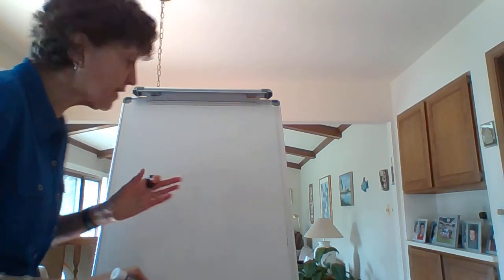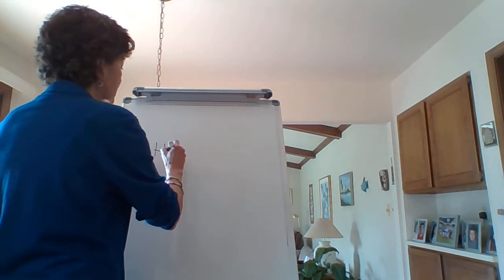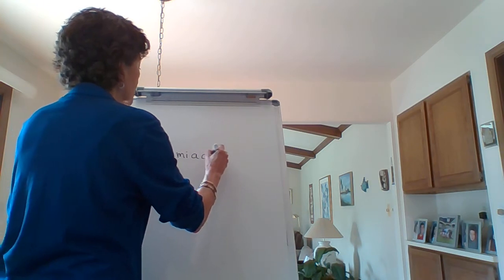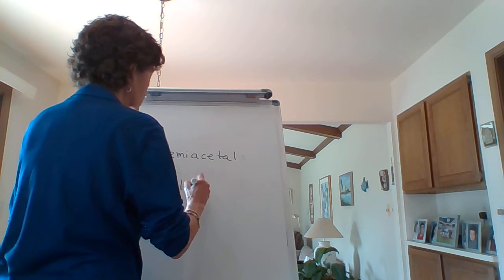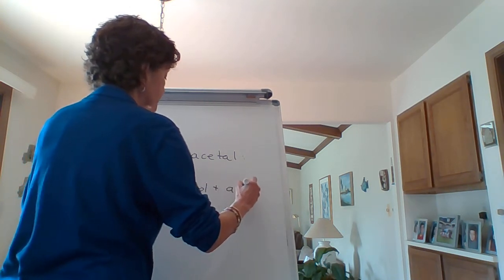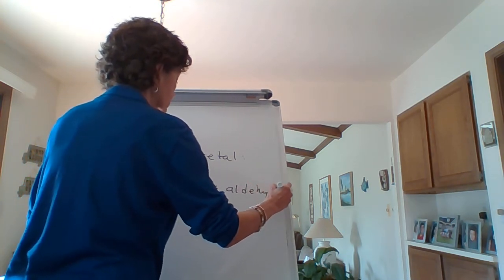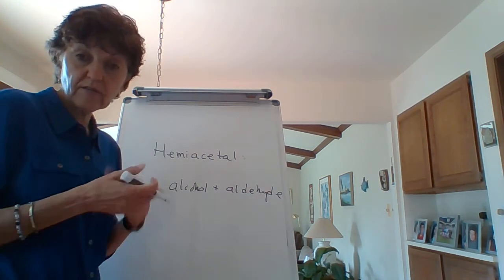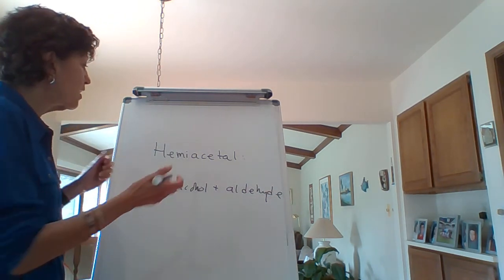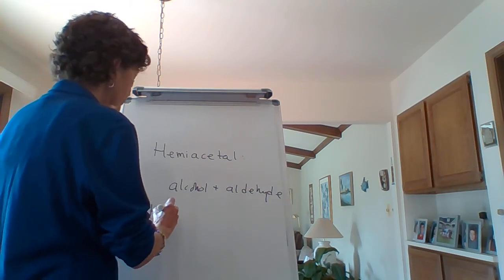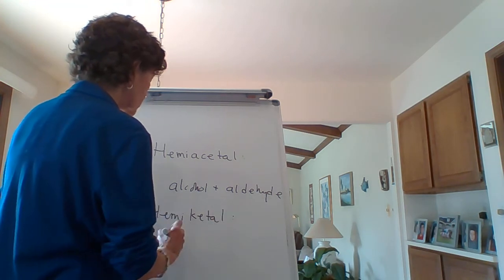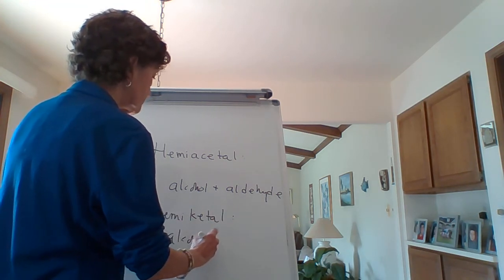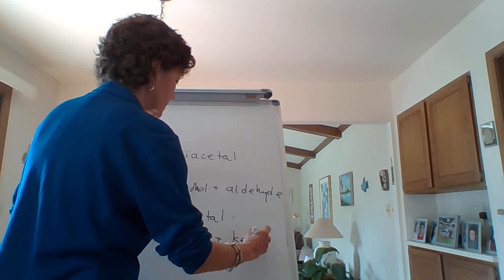All you need to know right now is that a hemiacetal is formed when you react an alcohol with an aldehyde. Okay, so you're going to see this, like I said, later on in the carbohydrate chapter. The term hemiketal is when you react an alcohol and a ketone.